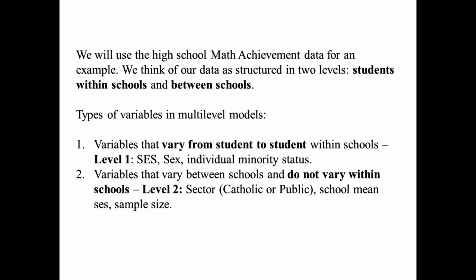The variables that vary from student to student within schools, we call these level 1. This is something like SES, sex, individual minority status. So those are the level 1 variables. And then the level 2 variables are the variables that vary between schools and do not vary within schools. So this is going to be sector, whether it's a Catholic or a public school, the mean SES for the entire school, the size of the school, and those sorts of things.